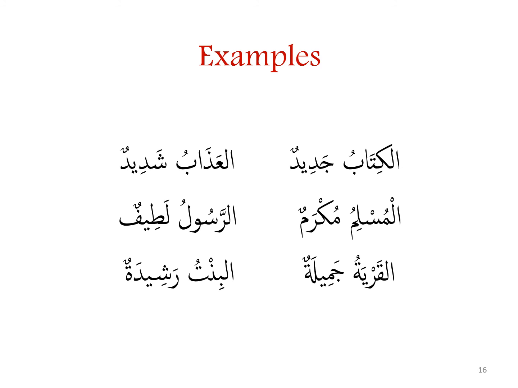So here's some examples. الكتاب جديد. العذاب شديد. المسلم مكرم. الرسول لطيف. القرية جميلة. البنت رشيدة. So looking at meanings here, الكتاب جديد means the book is new. Full sentence because we've got a definite noun, or ma'rifah, followed by a nakira, indefinite noun, which makes it a full sentence, and this is a sifa, an adjective, and the genders are matching.